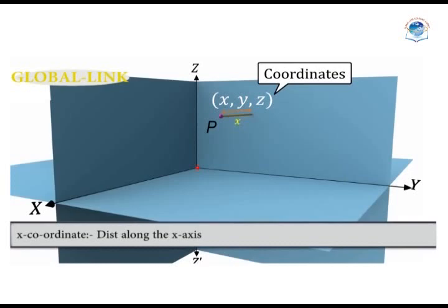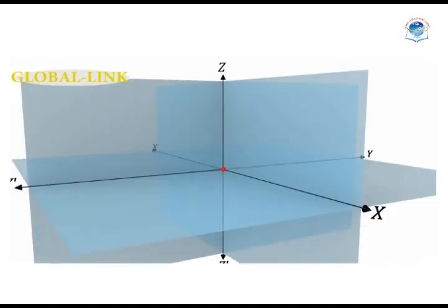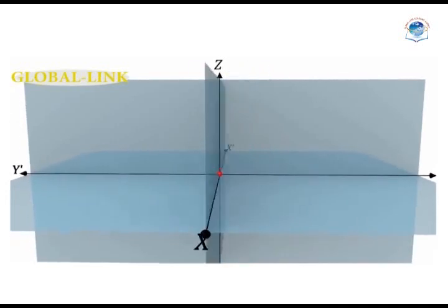X is the distance along or parallel to the x-axis. Y is the distance parallel to the y-axis. And the z-coordinate is the distance parallel to the z-axis. The origin has coordinates 0, 0, 0. And so with that knowledge, it is easy to locate a point in space using its coordinates.